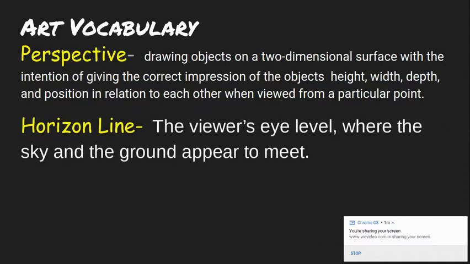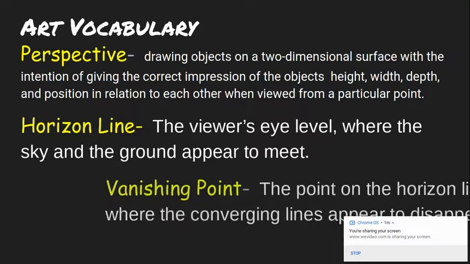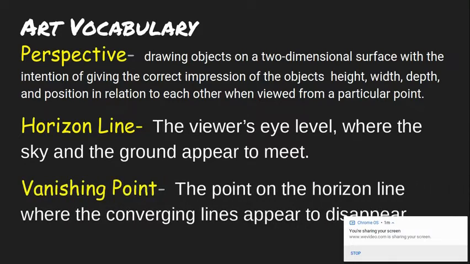The horizon line that you'll hear us mention is the viewer's eye level, where the sky and the ground will appear to meet. And the vanishing point is the point on the horizon line where the converging lines appear to disappear.